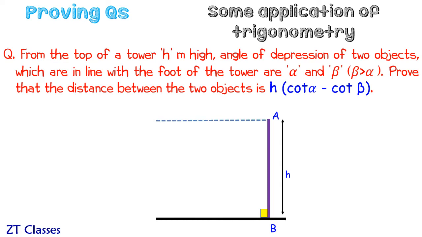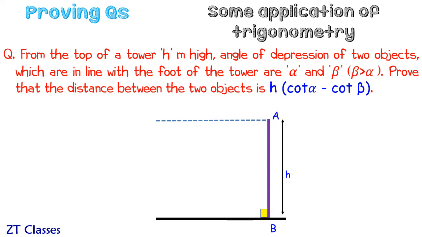From here he is observing two objects which are in line with the foot of the tower. Those objects are on the ground and their angles of depression are alpha and beta degrees, where beta is more than alpha. If beta is more than alpha, that means the observer with beta depression is standing closer to the tower.